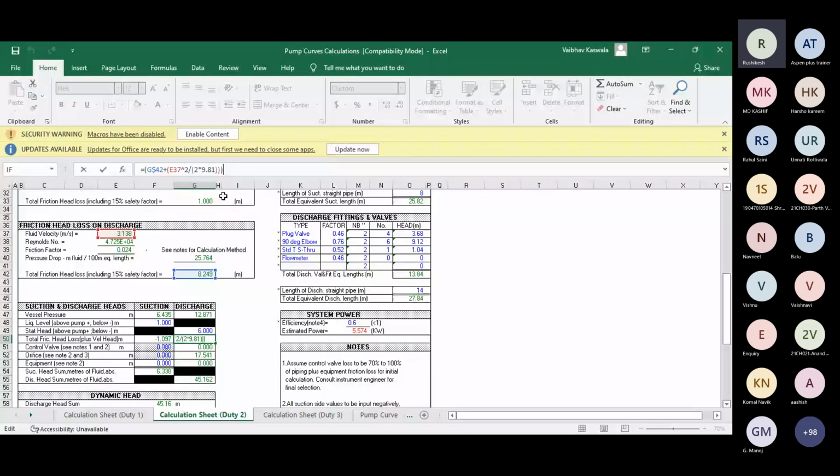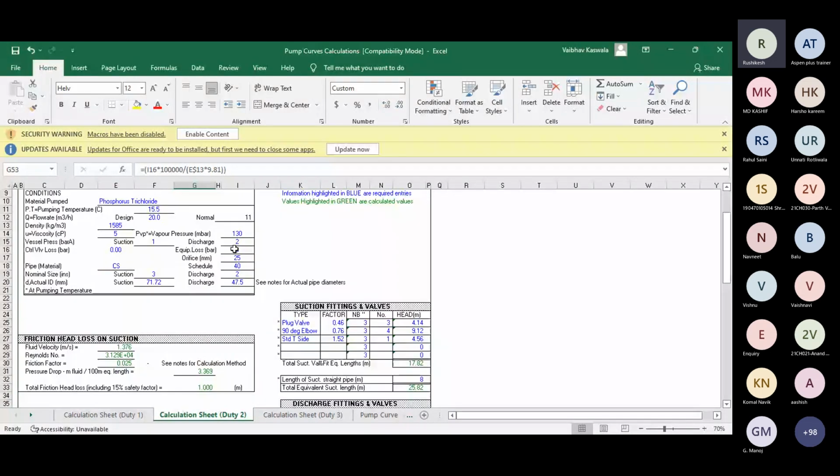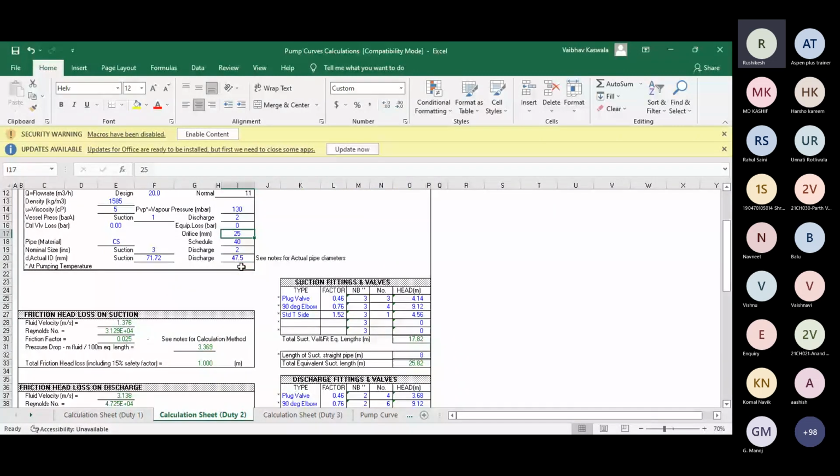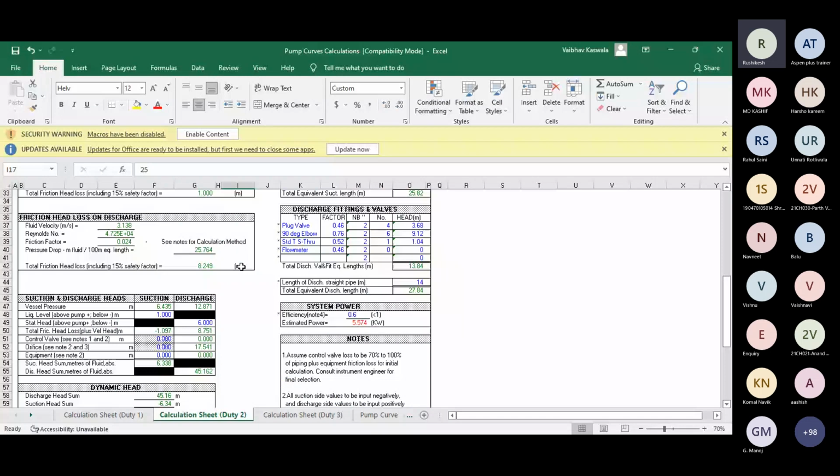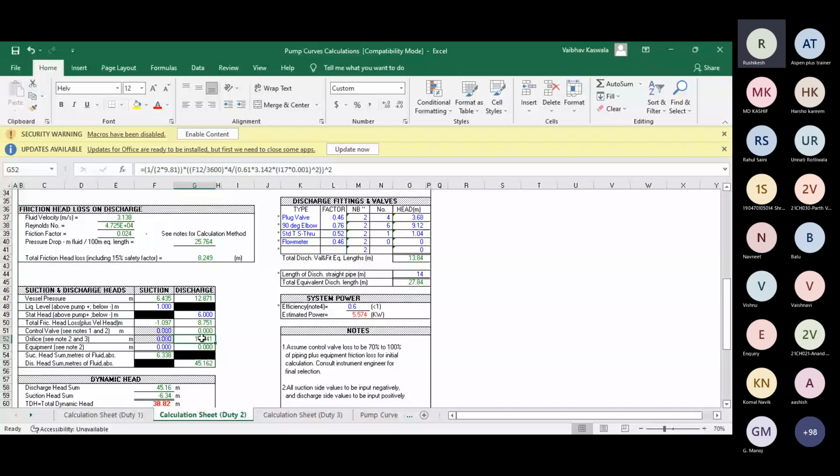So this is where the velocity head as well as the friction head came from, so that is the frictional losses. Orifice: suppose you have put an orifice in the discharge, right? Here I have put an orifice of 25 mm in order to control the flow rate. Because of the orifice I am having some pressure drop, and this is a very high amount of pressure drop. So we can change the orifice size also, it's 25 mm right now.